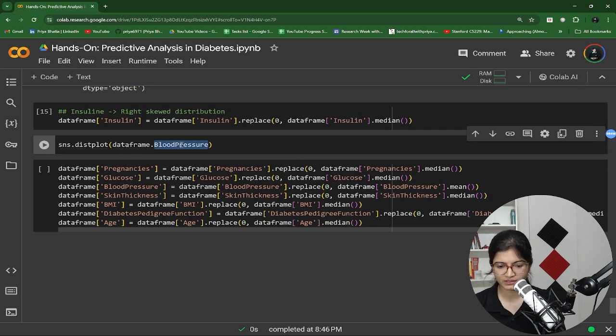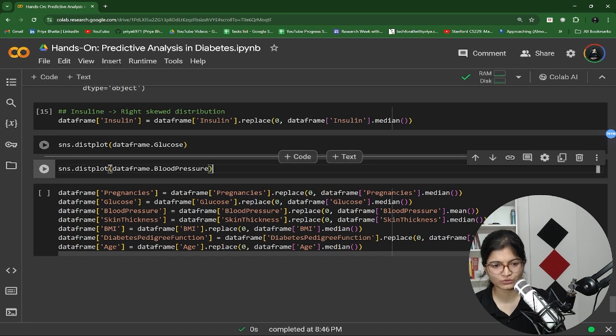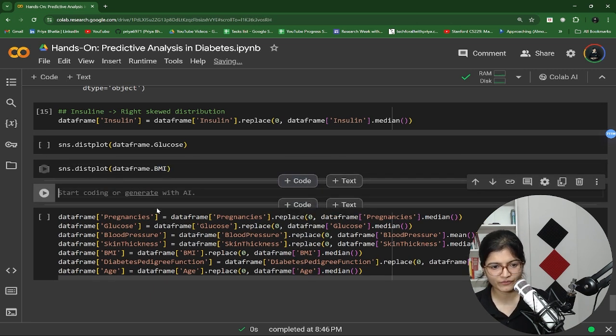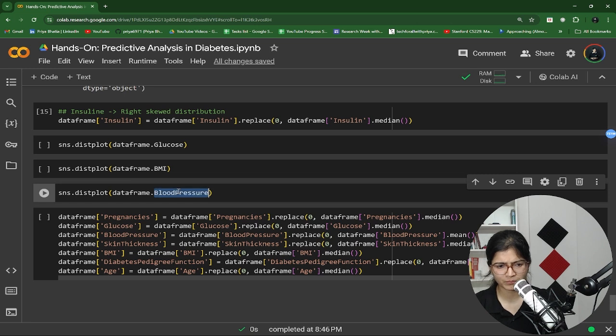Just have to mention glucose, just write all the code blocks with respect to this part. Then we have BMI, which is pending. Then we have, I think, glucose is done, BP is done, skin thickness is pending, right? So maybe you can just copy this part, done.